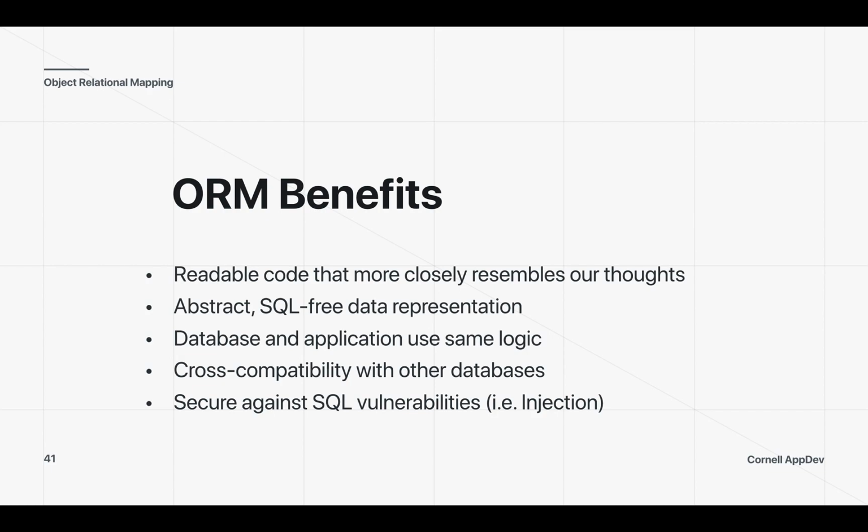So the benefits of an ORM, first off, readable code that more closely resembles how we reason about code in general. OOP is one of the most common coding approaches ever used. It's taught a lot in other classes at Cornell, and it's used heavily in industry. So making it easier for developers to understand what's going on in the code will make them faster and better developers for whatever application they're building. This abstract, SQL-free representation also makes it easier and faster, and makes sure that the database and application use the same logic base.